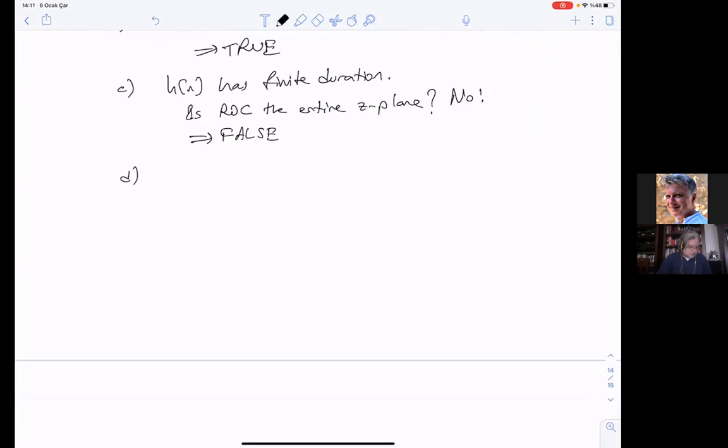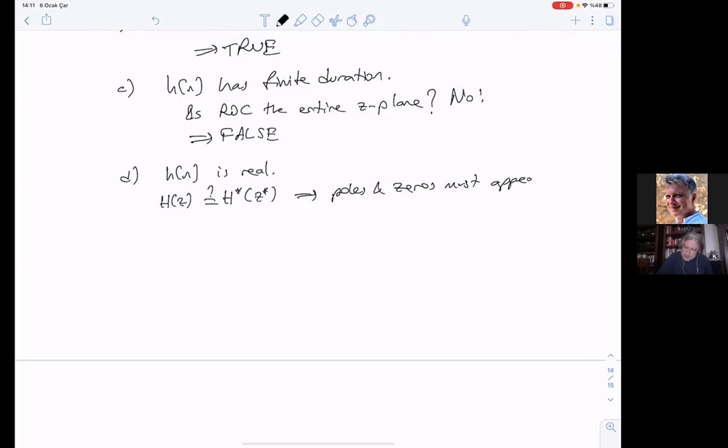Part D of the question, h of n is real. Is this true or false? Now, for h of n to be real, H of z must be equal to H conjugate of z conjugate, or poles and zeros must appear in conjugate pairs. Are they appearing in conjugate pairs?